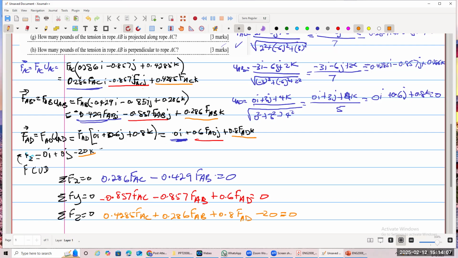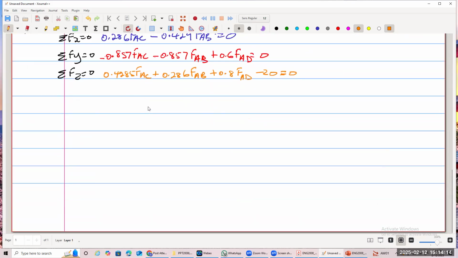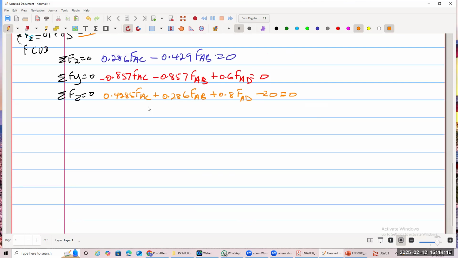So once you write those now, you would go about solving them. Anybody have an idea how you would solve these expressions? So these are three simultaneous equations. I need ideas of how you are going to solve these.